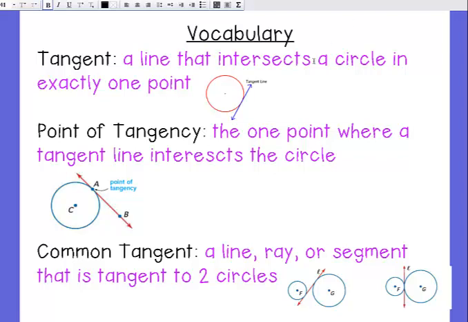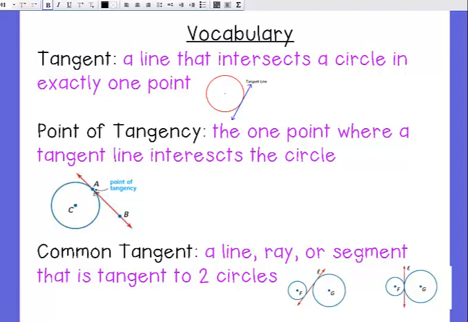So if you look in this picture right here, which you should totally draw in your packet, a tangent line kind of brushes right past the edge of the circle. So it touches the circle in exactly one point. It's not like crossing through the middle of the circle. It's not like a chord where it connects from end to end. A tangent only touches your circle in one point. It brushes right past the edge of it on the outside.